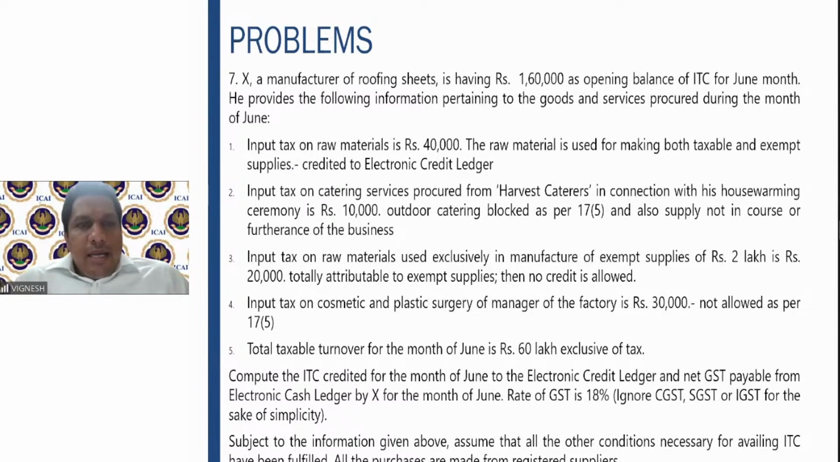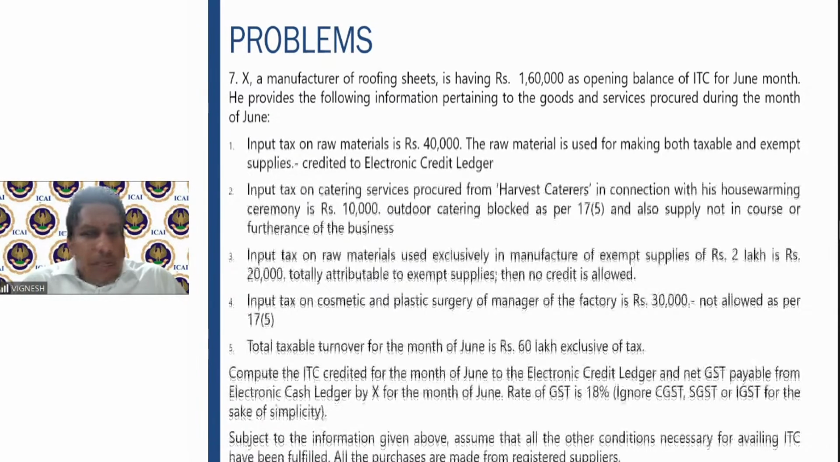So 1,60,000 is the opening balance of ITC for the June month. He provides the following information relating to the goods and services procured during the month of June. Input tax on raw materials is 40,000. This raw material is used for making both the taxable and the exempt supplies. It is, of course, credited to the electronic credit ledger. This is just a hint I'm giving. Input tax on catering services procured from Harvest Caterers in connection with the housewarming ceremony is 10,000. Input tax on raw materials used exclusively in the manufacture of exempt supplies of 2 lakhs is 20,000. Input tax on cosmetic and plastic surgery of manager is 30,000.